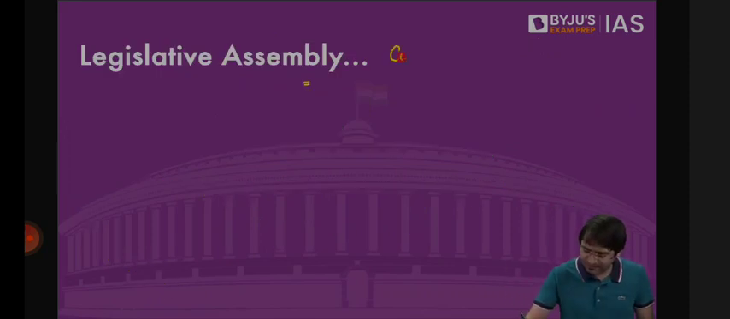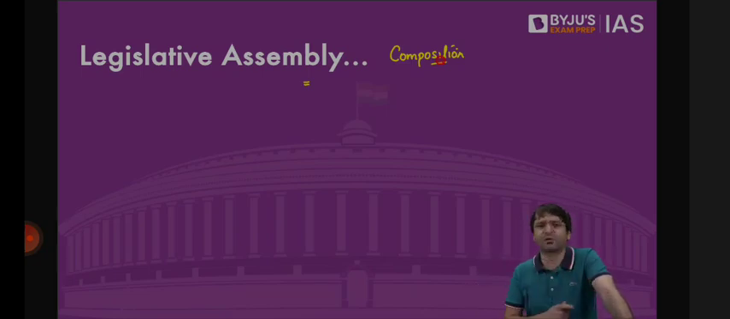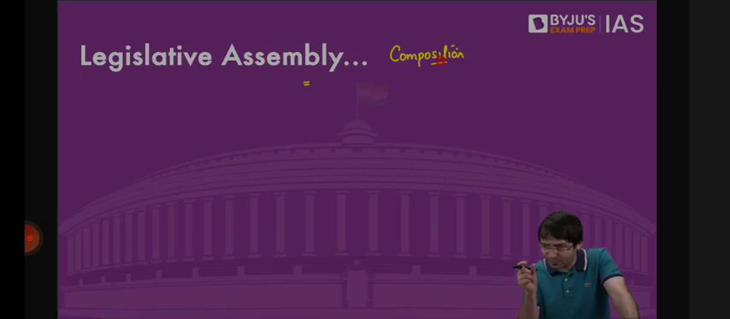Constitution has not prescribed the strength of a legislative assembly. For example, what is going to be the strength of Lok Sabha? 543. What is going to be the strength of Rajya Sabha? Maximum strength is 250. That's something which is prescribed in the Constitution. But Constitution has not prescribed what is going to be the composition of a legislative assembly.